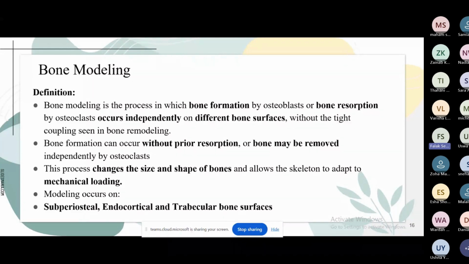So bone formation can occur without prior resorption, or bone may be removed independently by osteoclasts. This process is responsible for changing the size and shape of the bones, and it allows the skeleton to adapt to mechanical loading, right? And the specialized sites where modeling occurs, as we have discussed before, are the subperiosteal, endocortical, and trabecular bone surfaces.